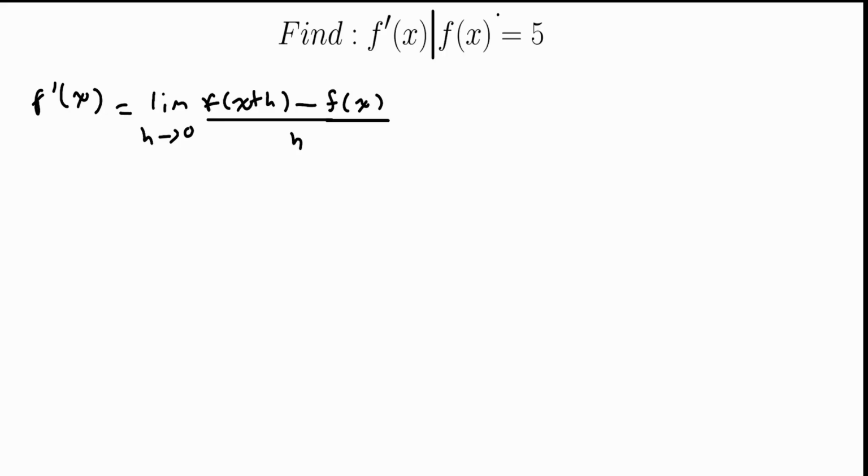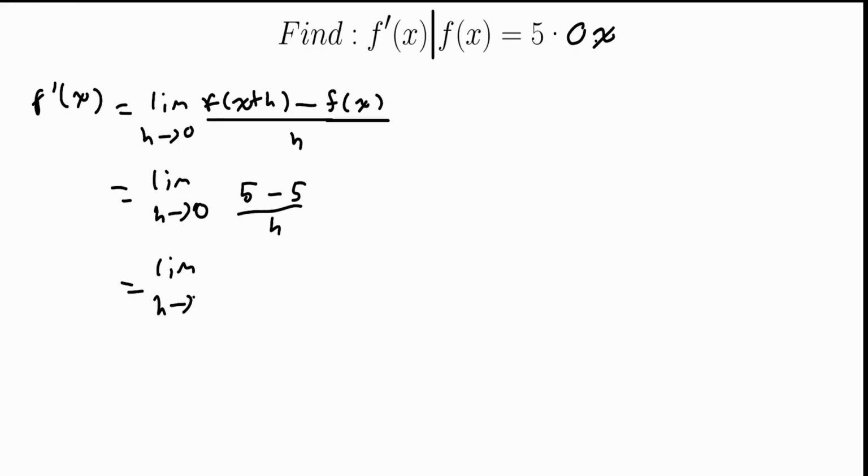And our function here is f of x equals 5. And so what we'll notice is that our function has no x. It has 0 x's. And we want to take the input of x. So we actually have nothing to input. So it's going to equal the limit as h approaches 0 of 5 minus 5 over h, which will equal the limit as h approaches 0 of 0 over h, which is just 0.